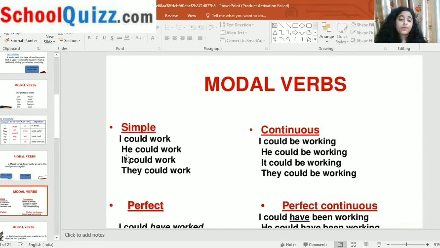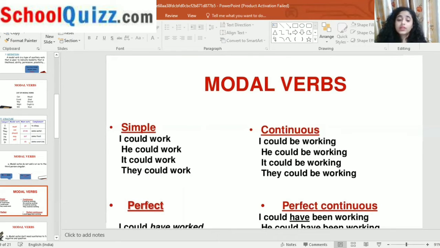I could work. He could work. It could work. They could work. This is simple. How a simple sentence will be formed with the help of the modal verbs. Now, how would a continuous sentence be formed? I could be working. Always remember, continuous includes the ing form of the main verb. So: I could be working, he could be working, it could be working, they could be working.